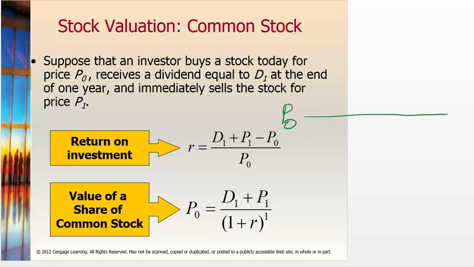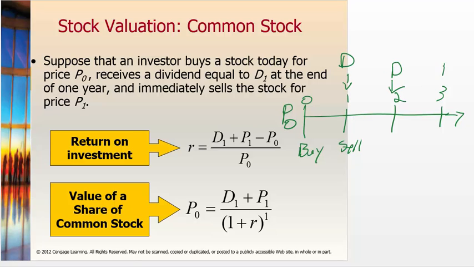Let's do a chart here this way: 0, 1, 2, 3, and then this keeps going forever. You buy here and you sell here, but at time period 1 you also get a dividend. You get a dividend in every period, but since you don't own the stock in period 2 or period 3, you don't get those. You buy, you sell, and you get this dividend here.